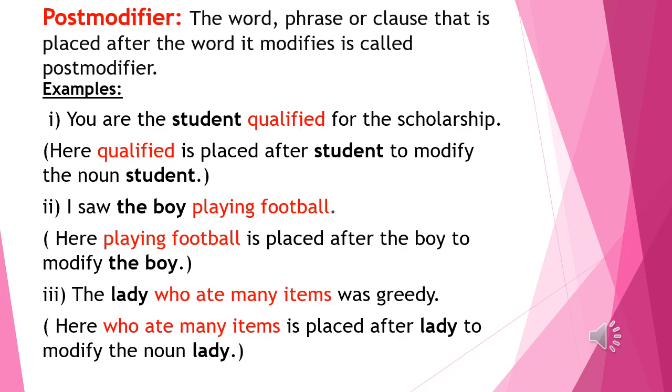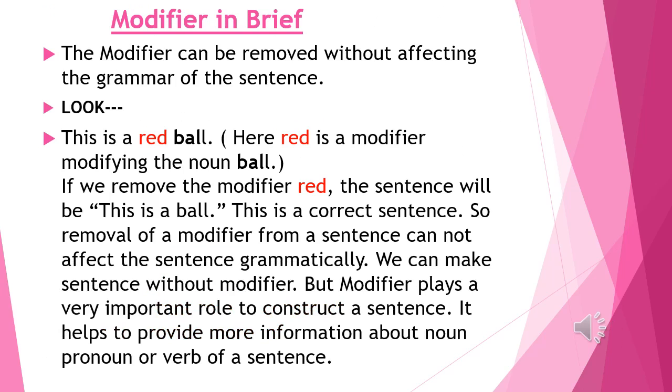Number 3. The lady who ate many items was greedy. Here, who ate many items is placed after lady to modify the noun lady. Dear learners, thus we can know that modifiers are of two types, pre-modifier and post-modifier.